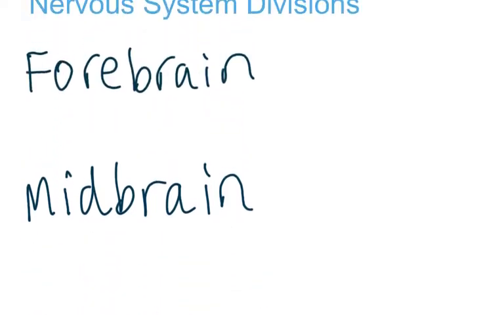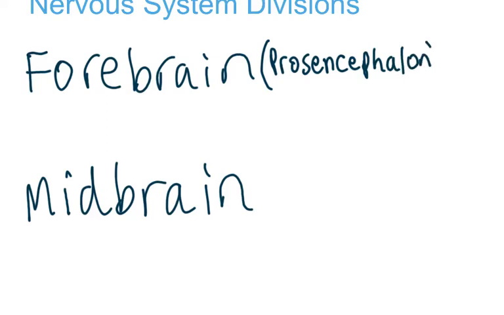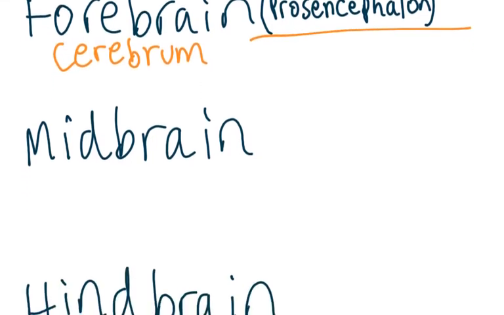So the forebrain is going to be called the prosencephalon. That's a structure called the prosencephalon, especially when we're talking about the embryo. The prosencephalon, or the forebrain, is going to develop into the cerebrum. So just think of the forebrain as the cerebrum. It's going to mostly develop into the cerebrum in the embryo, and it's going to be called the prosencephalon.